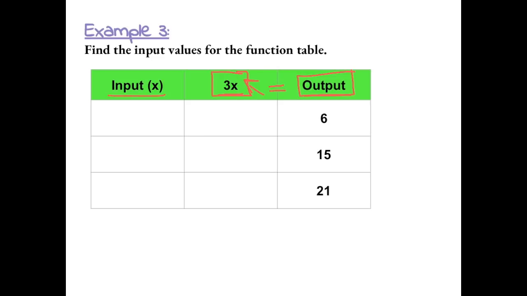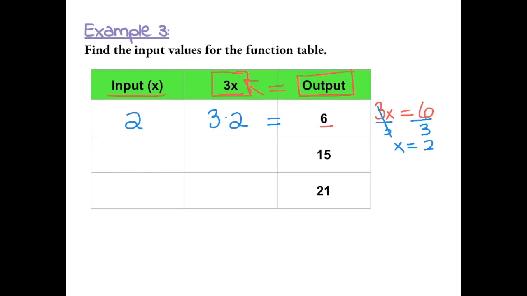So my function rule is 3x, and my first output is 6. So I'm going to set 3x equal to 6. If I were to solve this, I would divide both sides by 3, and we get x equals 2. So my first input value would be 2. Let's plug it into our function rule to check. So if I plug in 2 for x, we'd have 3 times 2, which does equal 6.